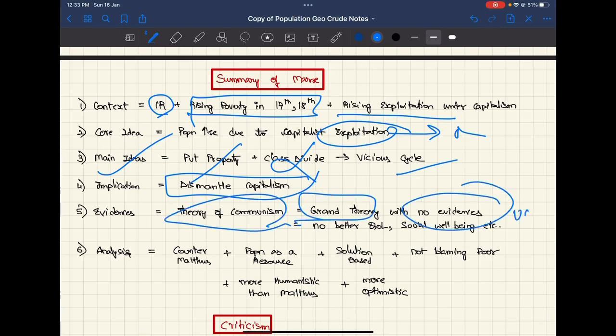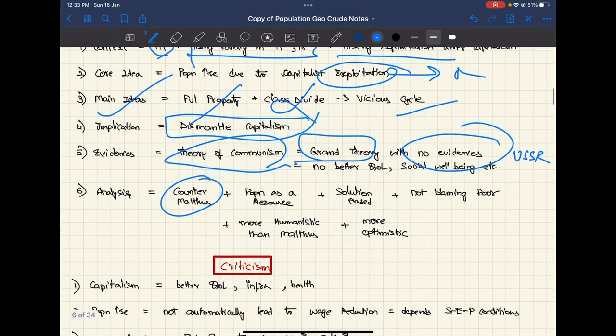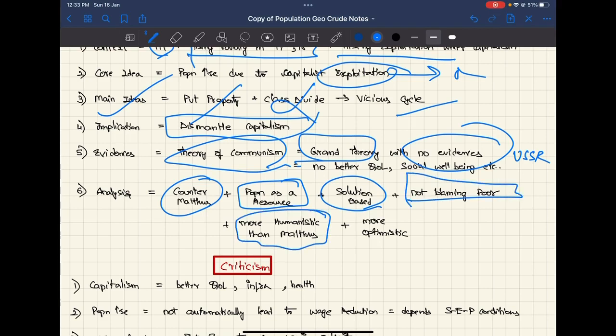We know what happened in the USSR and other communist countries. The analysis is that this counters Malthus. This is population as a resource, whereas Malthus is population as a burden. This is a solution-based theory, and he does not blame the poor. He is more humanistic than Malthus. Malthus is also humanistic, but Marx is more optimistic.